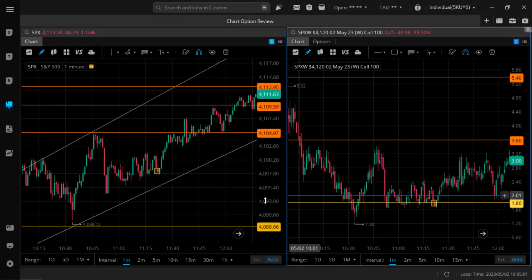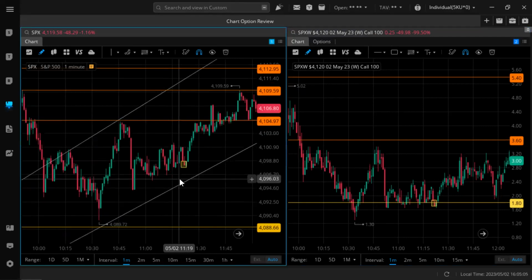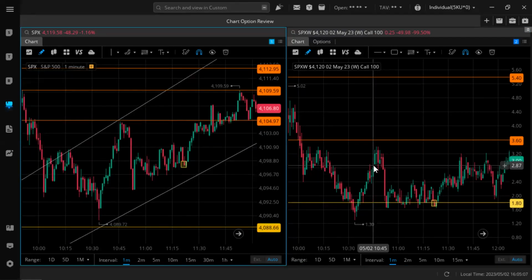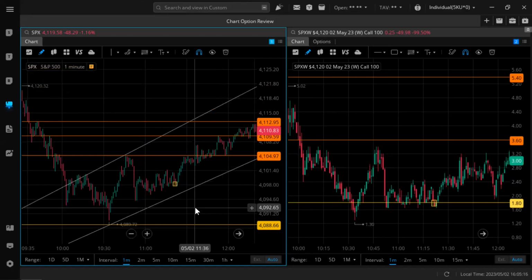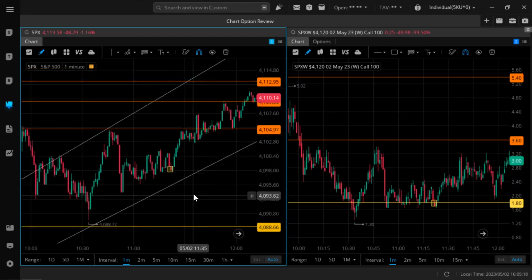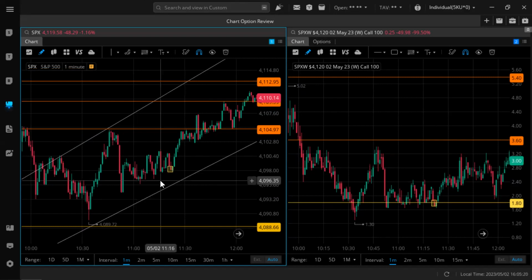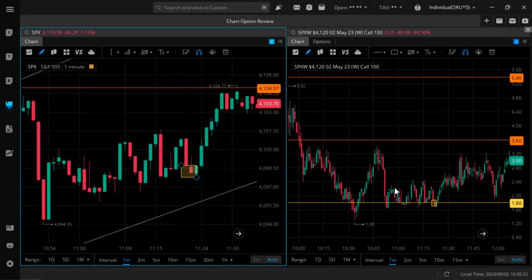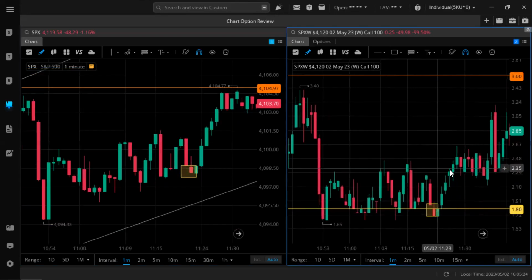So going off the left side chart, that is actually the SPX actual index chart. The right side is the 4120 call chart setup. So just going off the two visuals right now, I'm on the 1 minute for both. I'm going to briefly explain off the 1 minute why I did enter where I did. The entry point, I highlighted yellow on both, so you can find the correlation on each side.